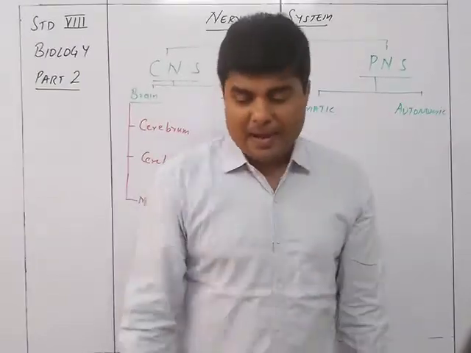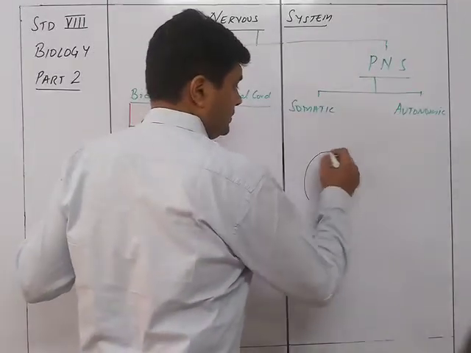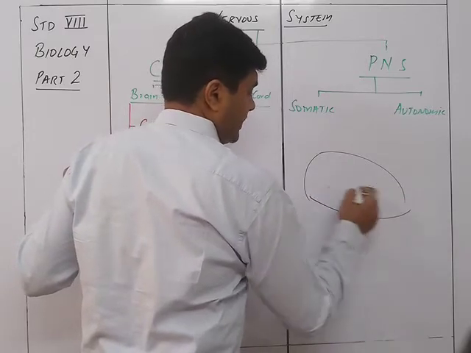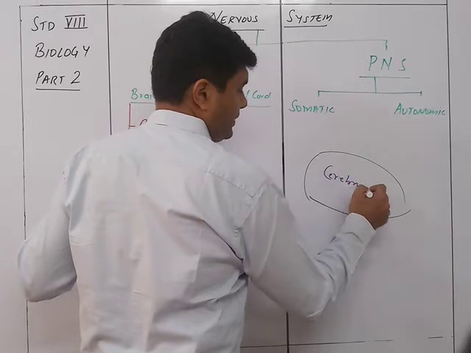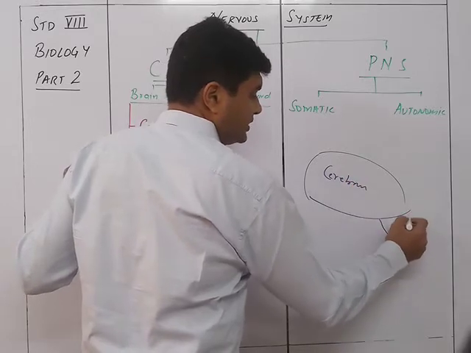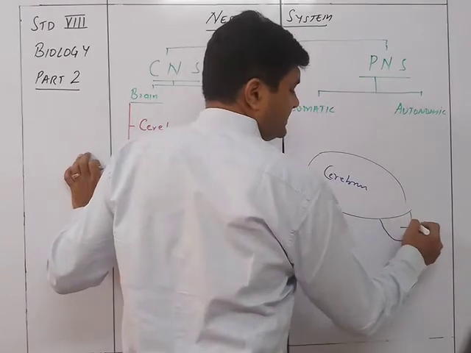The next is the cerebellum. If I talk about the brain, it has this particular hemisphere part. So this is the cerebrum. Then over here is a small section which is called the cerebellum.